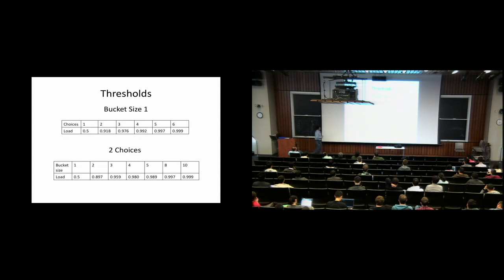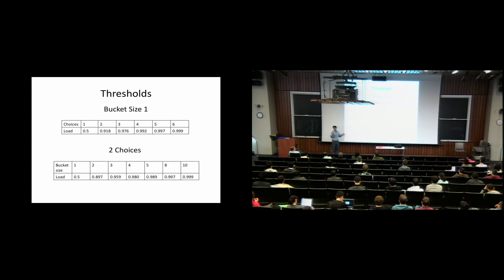So for bucket size 1, I keep forgetting to change this slide. That should start at choices 2, then 3, then 4, right? Or you can think of that as additional choices, I guess. But yeah, so 2 choices, the threshold is 0.5, like I said. But at 3 choices, it jumps up to 91.8. And by the time you're at 4 choices, it's 97.6.